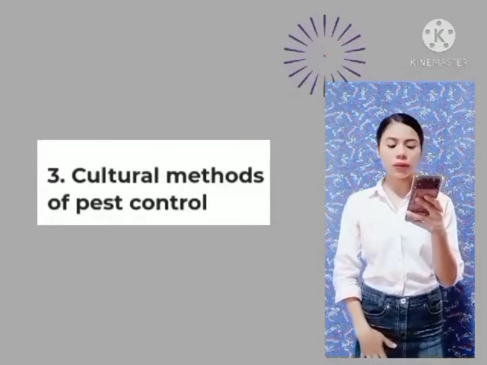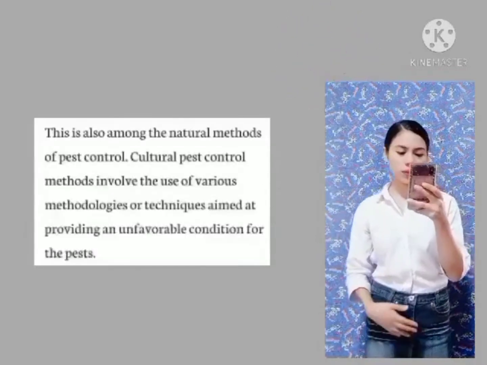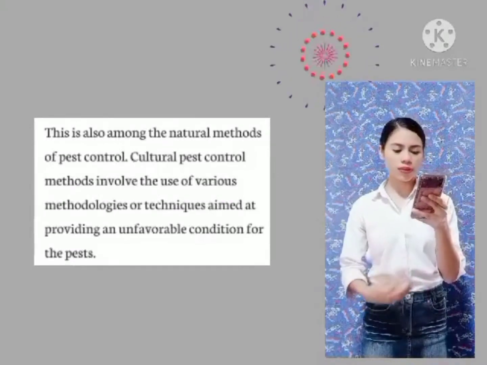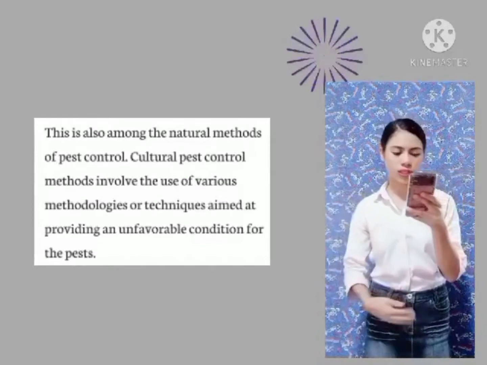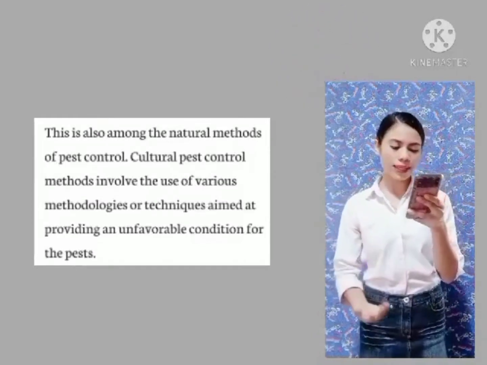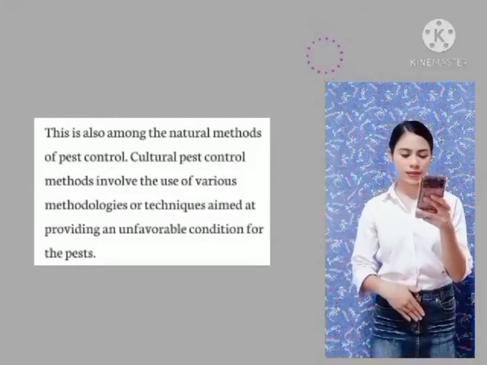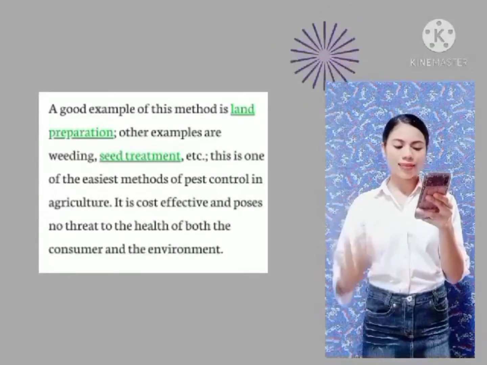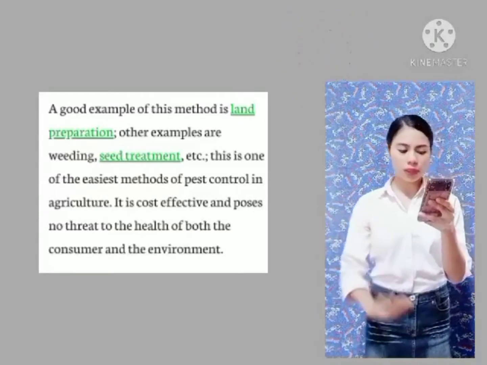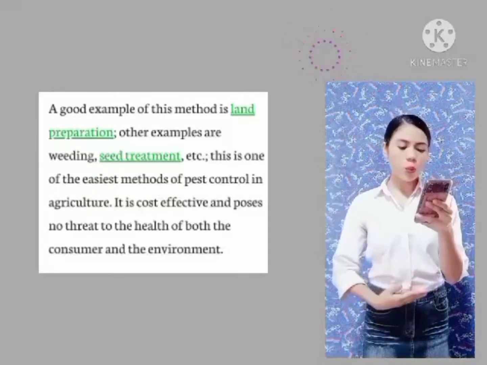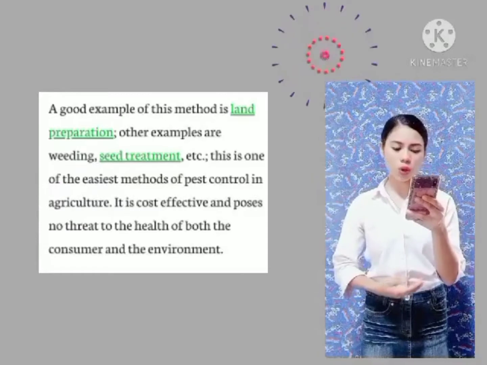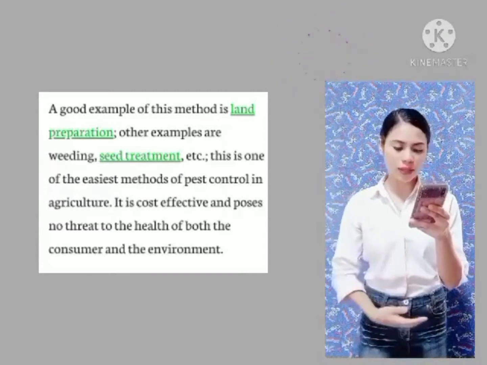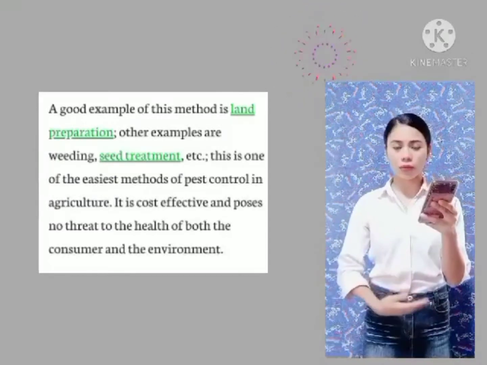Third, cultural methods of pest control. This is also among the natural methods of pest control. Cultural pest control methods involve the use of various methodologies or techniques aimed at providing an unfavorable condition for the pest. A good example of this method is land preparation. Other examples are weeding, seed treatment, and etc. This is one of the easiest methods of pest control in agriculture. It is cost-effective and poses no threat to the health of both the consumer and the environment.